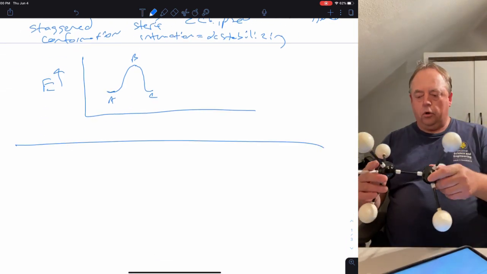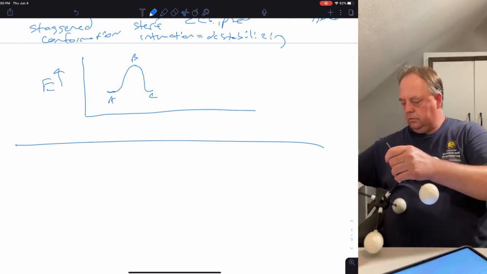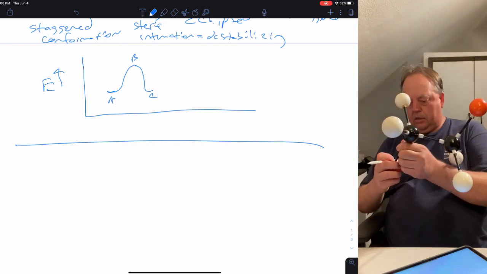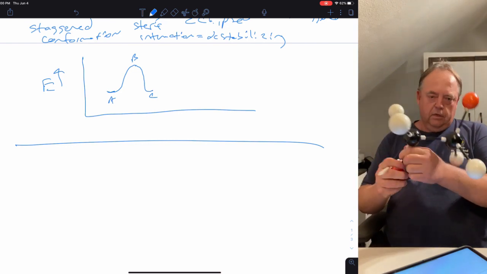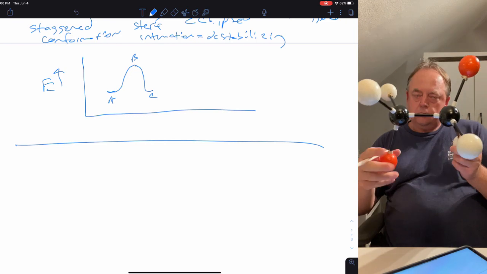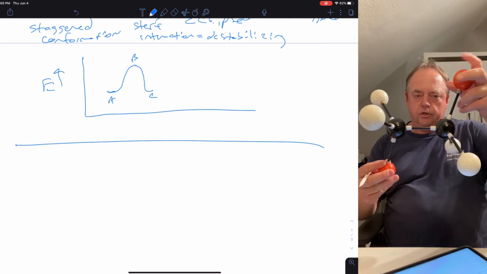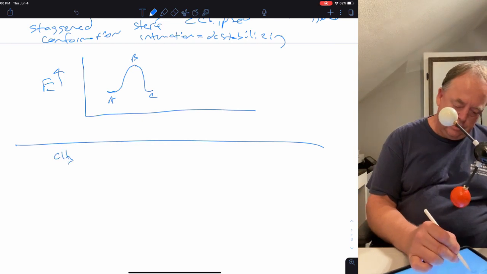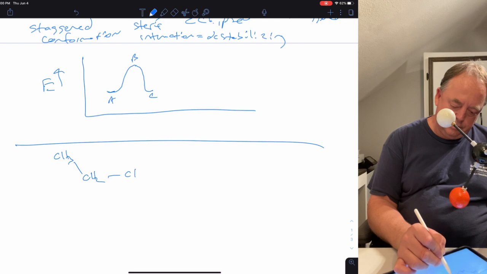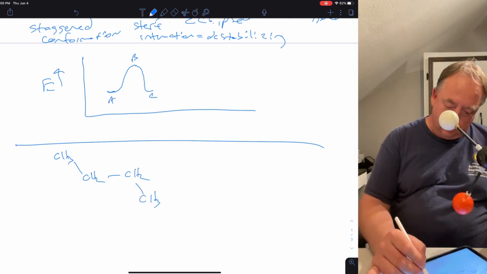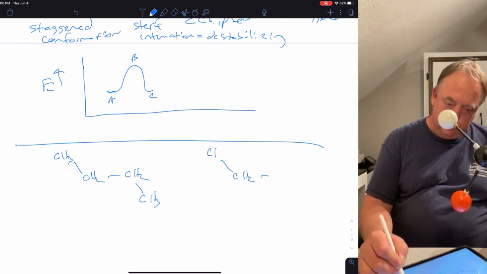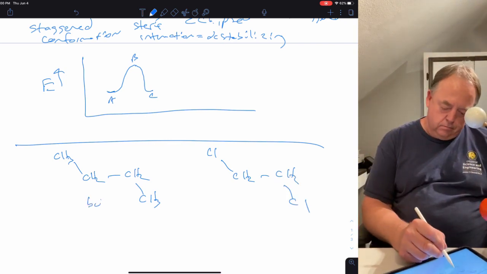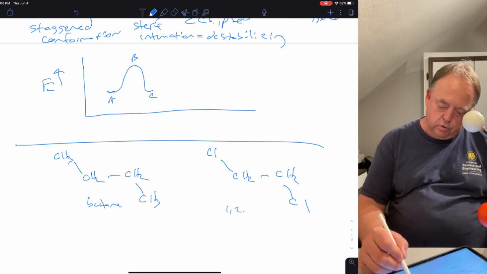Okay, so let's make the molecule more complex. So let's take that off, and let's take that off. So this orange ball could be anything. It could be 2 chlorines, it could be 2 methyls. So maybe this is now CH3, CH2, CH2, CH3, or maybe it's chlorine, CH2, CH2, chlorine. So maybe it's butane, or maybe it's 1,2-dichloroethane.